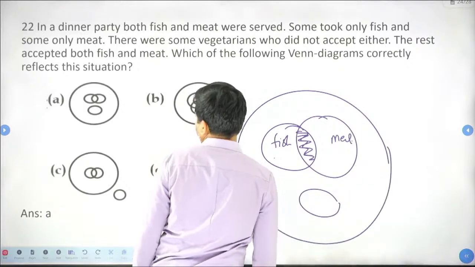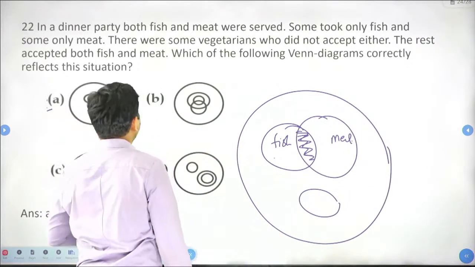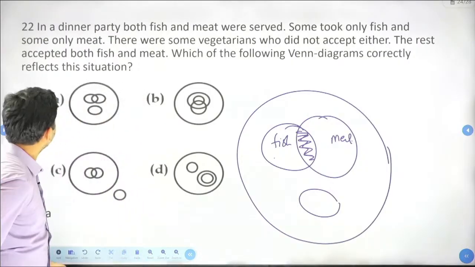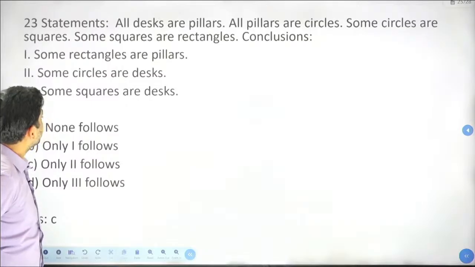So which option is correct? Option A. Option A. That's all.